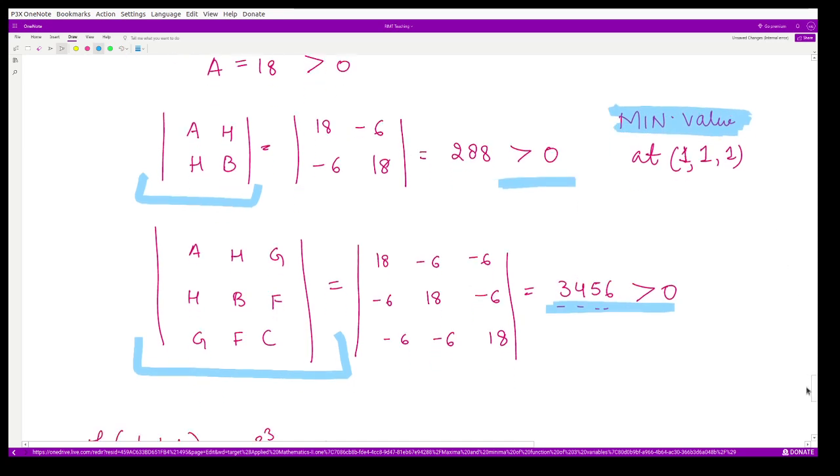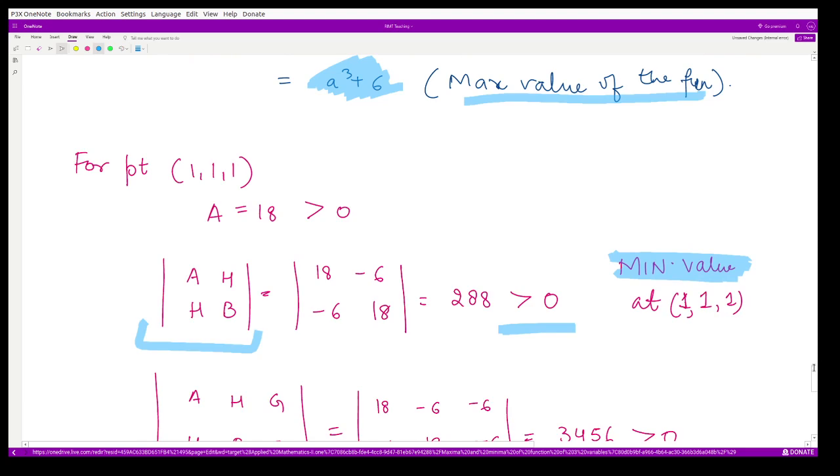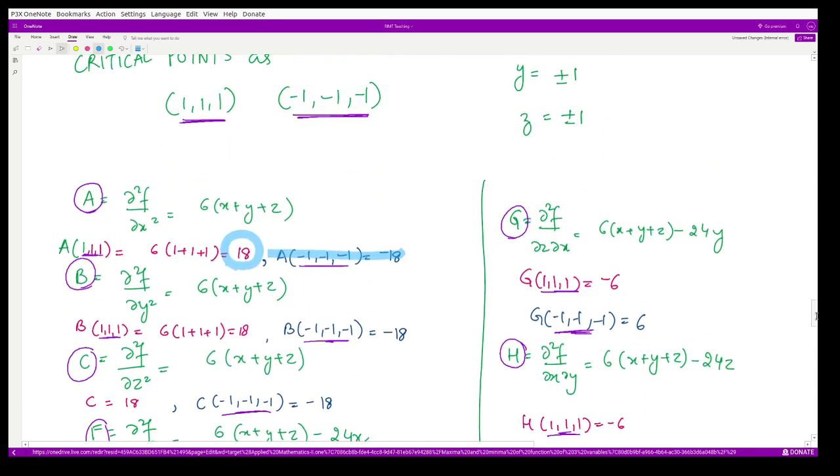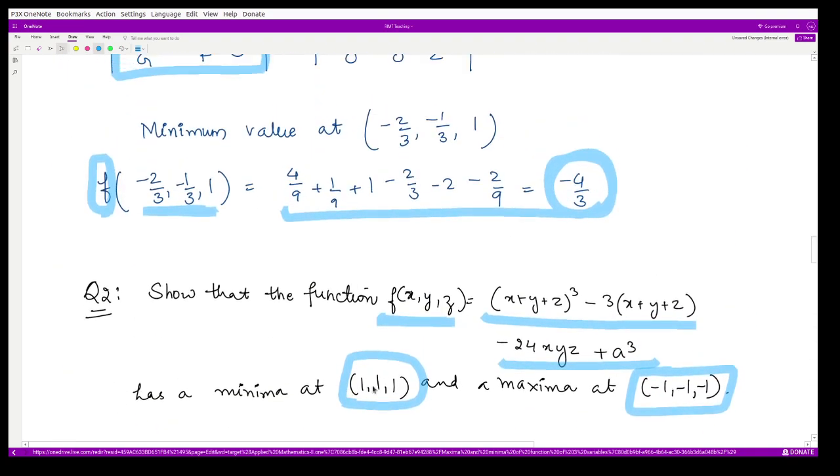So this is what we intended to prove. And what is that minimum value? The minimum value is a cube minus 3, when you substitute the point 1, 1, 1 in the given function. In the question, they had only asked us to show that at the point 1, 1, 1 we have a minima, and at the point -1, -1, -1 we have a maxima corresponding to the given function. So I hope this is clear to you all. Well, that is it for this video. Thank you for watching.